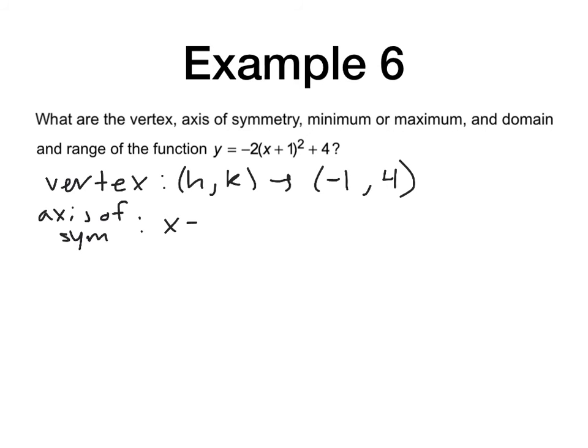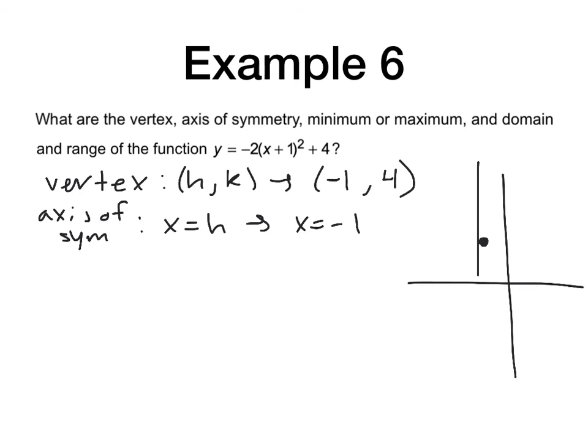Remember, axis of symmetry is x is equal to h. So what did we say our h was? Negative 1. So our h is inside the parentheses, and we have to flip the sign, so it becomes negative 1. So if we graph this, we're going to have a point negative 1, 4, so point up here. And our axis of symmetry is going to be through negative 1.